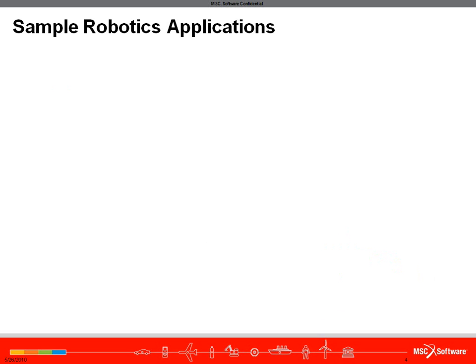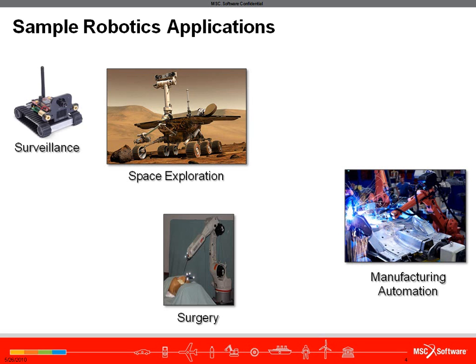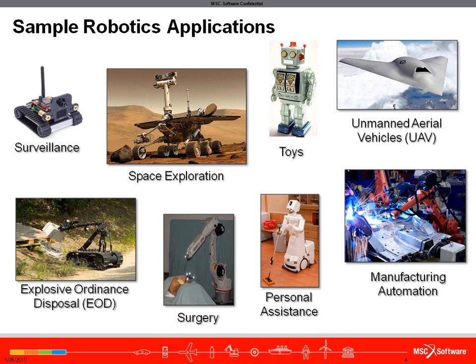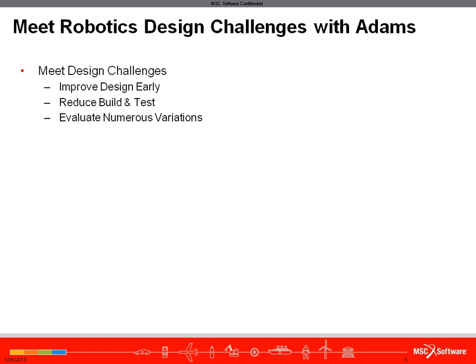So robotics is a very broad field of engineering, and there are many interesting applications such as space exploration, manufacturing automation, medical surgery, surveillance, unmanned flight, explosive ordnance disposal, toys and entertainment, personal assistance, and much more. As diverse as all these applications are, they share many of the same design challenges. And meeting those challenges with atoms means improving the design early in the process to avoid costly late changes, reducing test expenditure with fewer build and test cycles, and arriving at a better design by evaluating a much wider set of variations than possible physically.